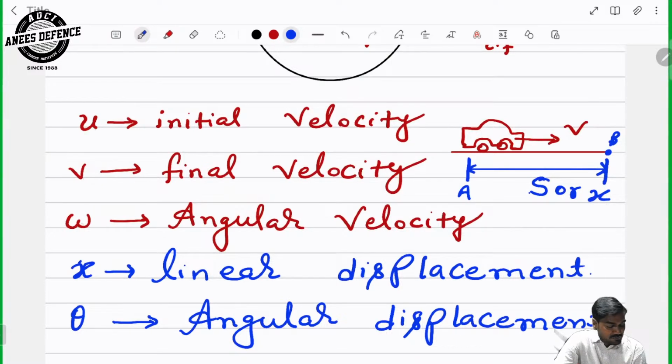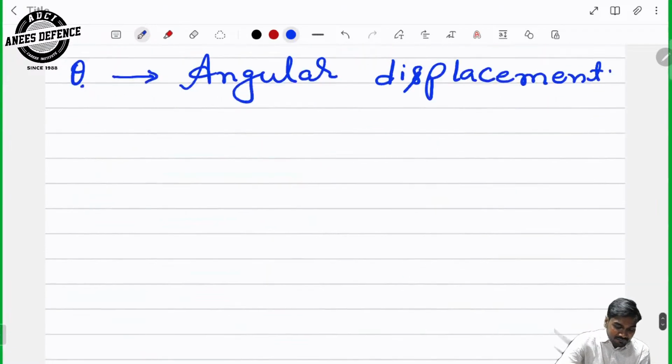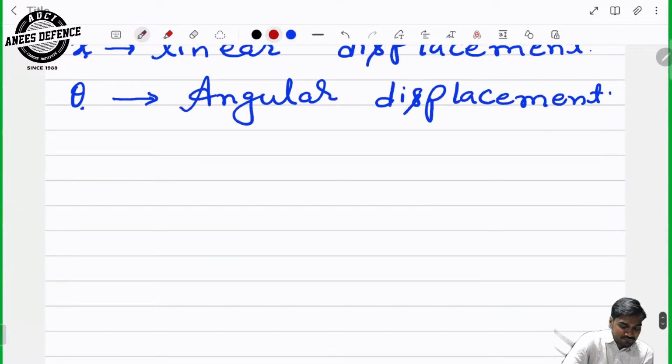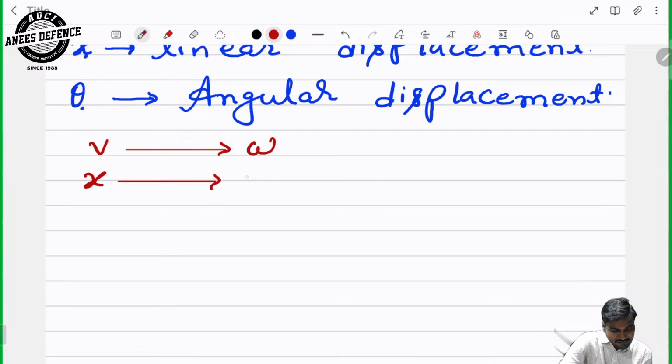Linear velocity will be replaced by angular velocity. Linear displacement will be replaced by angular displacement. So linear velocity v will be replaced by angular velocity omega. Linear displacement x will be replaced by theta. Very good.